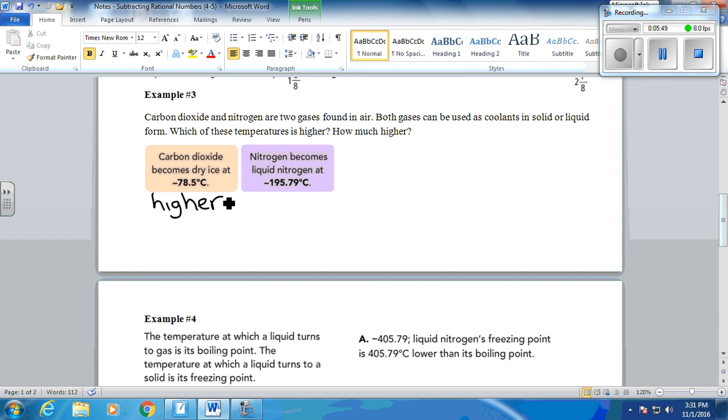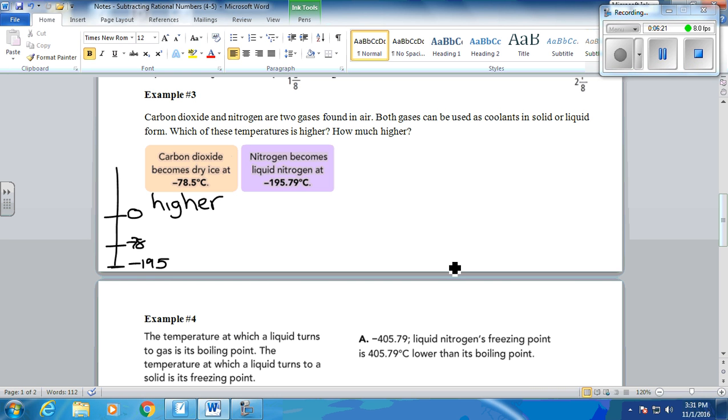Because if I'm thinking of a number line, if this is 0, negative 78 is a lot closer than negative 195 to being, it's higher, literally. It's not the fact that it's closer to 0, because if you say a number is bigger because it's closer to 0, that won't work if you are talking about positive numbers, because with positive numbers, the closer they are to 0, the smaller they are. So don't give me the answer that it's closer to 0. It's because literally on this number line, it's higher.